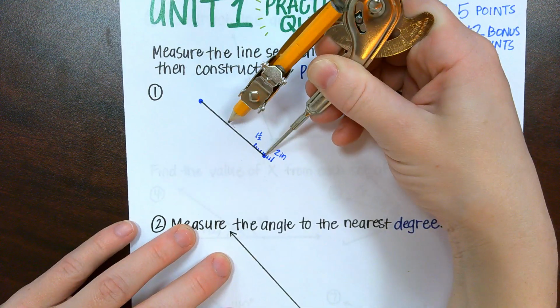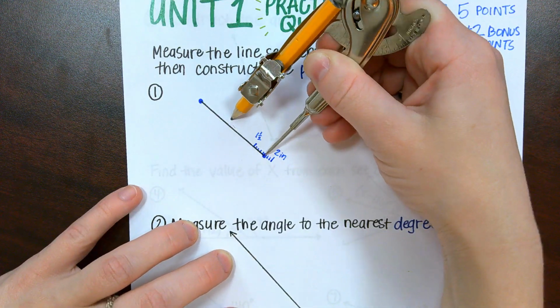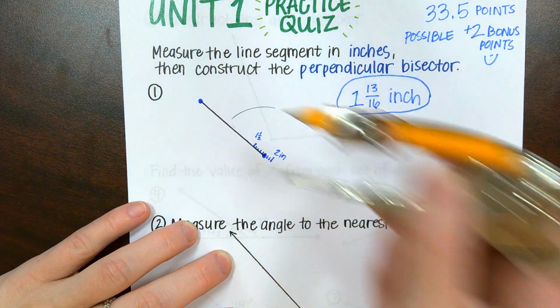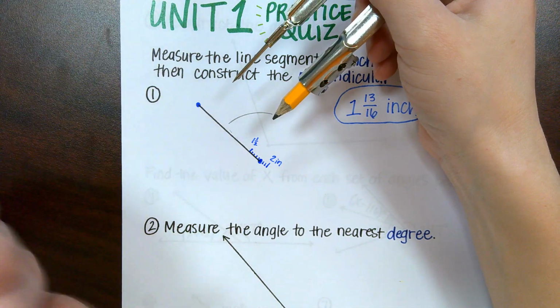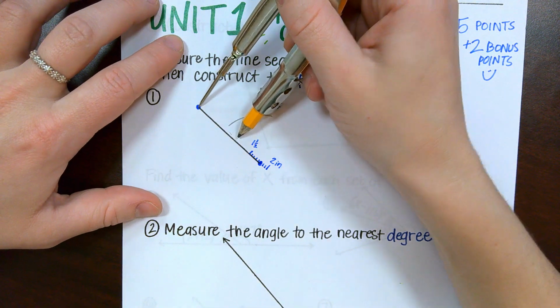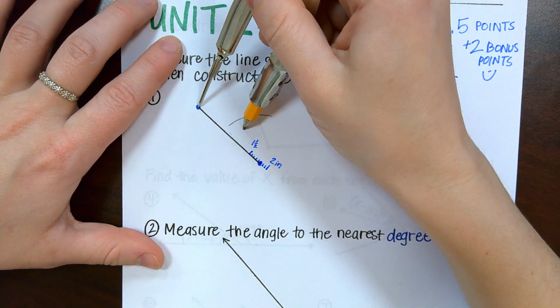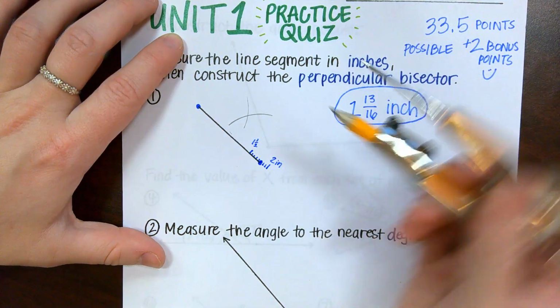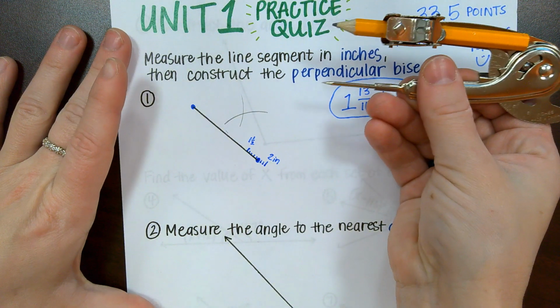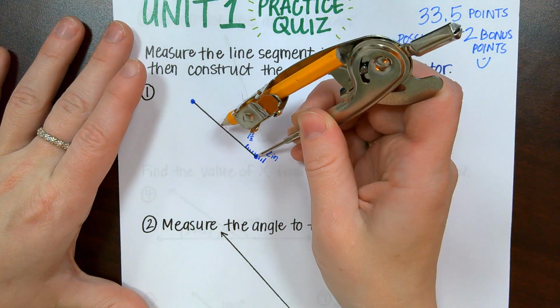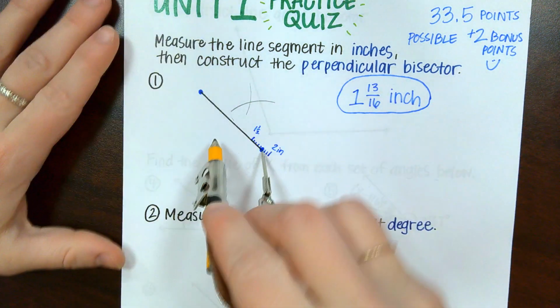So I'll start by making my arcs. One here. Then I'm going to take the pointy part of my compass to the other endpoint and make another arc. So here you see we have our first intersection. Now I'm just going to do the other side, doing the same thing.